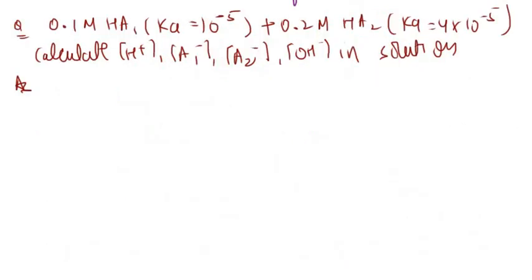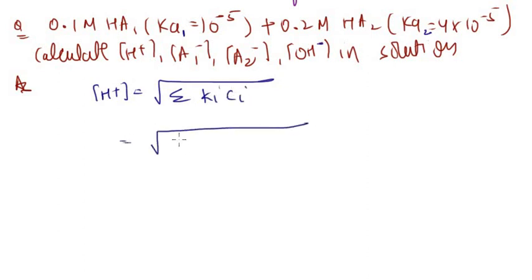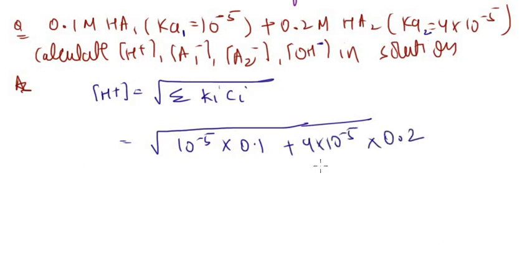Now we have given an illustration: we have two weak acids, 0.1 molar HA1 with Ka1 given, and 0.2 molar HA2 with Ka2 given. Calculate the concentration of H plus, A1 minus, A2 minus and OH minus in the solution. So if we see the formula, concentration of H plus is the root of sigma Ki into Ci, so the root of 10 to the power minus 5 into 0.1 plus 4 into 10 to the power minus 5 into 0.2. So it is 3 into 10 to the power minus 3.